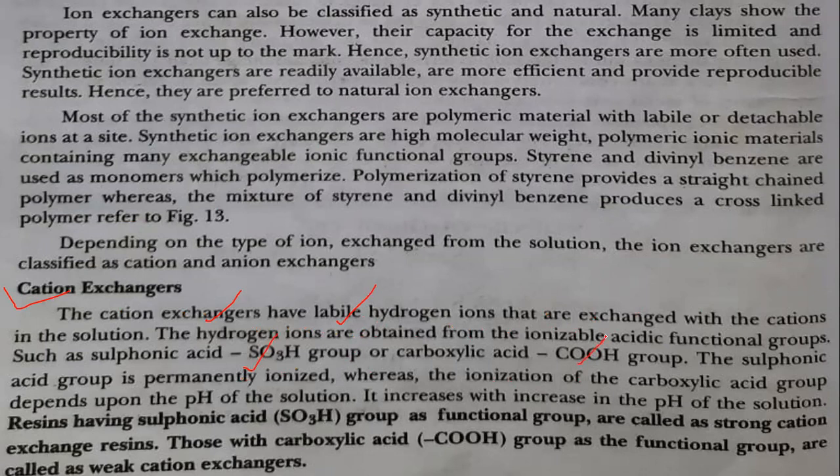Sulfonic acid functional group is permanently ionized, whereas ionization of the carboxylic acid group depends upon the pH of the solution. Ionization increases with the increase in the pH of the solution, which is very common. To remove the proton, if we make a more basic medium, it will definitely get removed. So the resins having a sulfonic group as a functional group are called strong cation exchanger resins, and the resins having a carboxylic acid as a functional group are called weak cation exchanger resins.